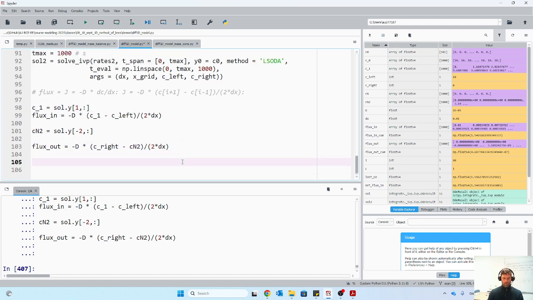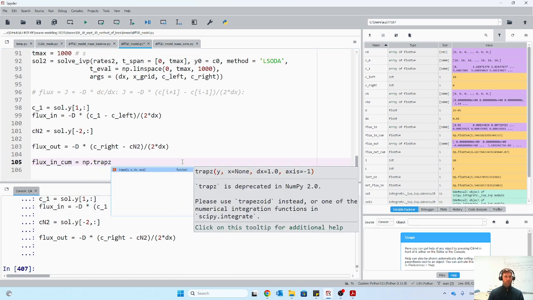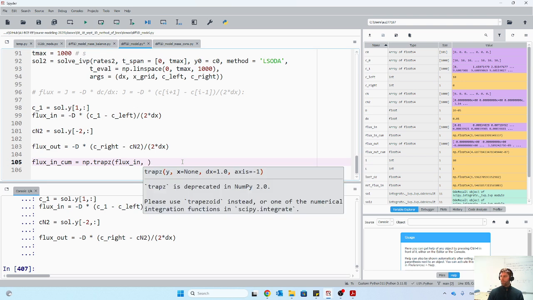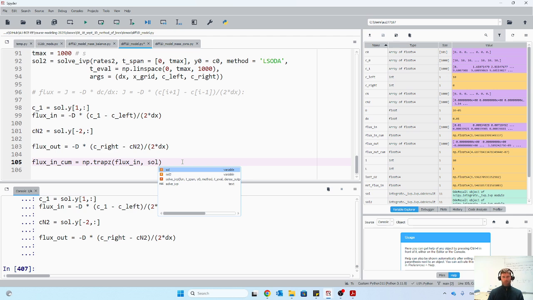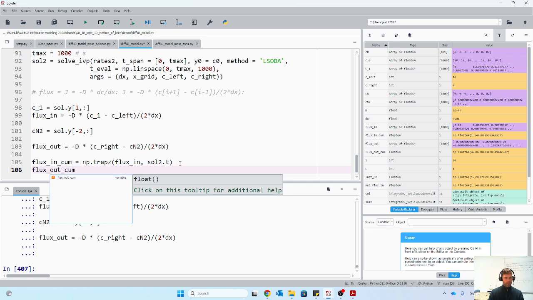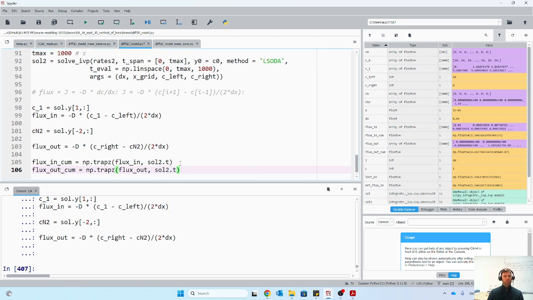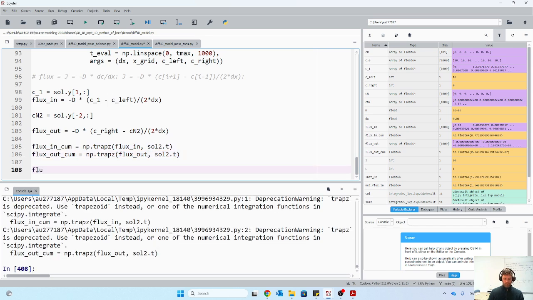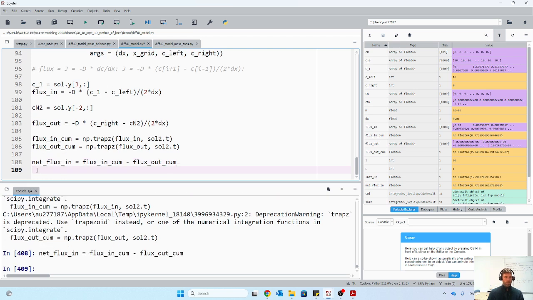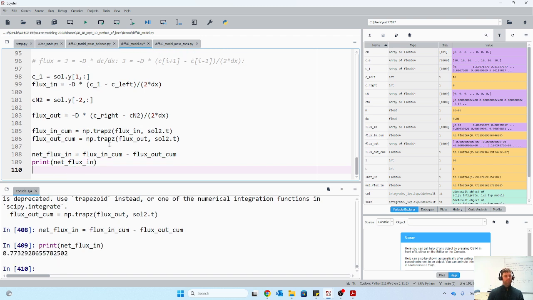And now we again calculate the cumulative fluxes in and out. And we say flux in, and then it would be with respect to time. And flux out cumulated is equal to flux out sol 2. And we subtract them from each other. Call it net flux in. Let's print it.